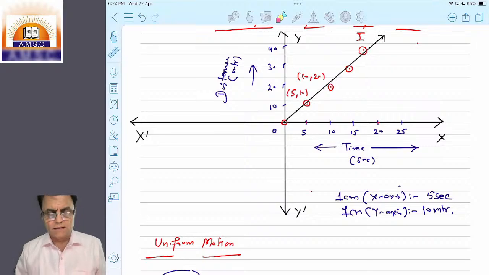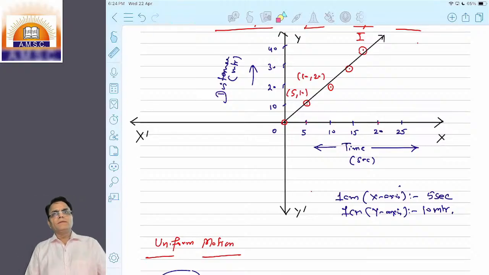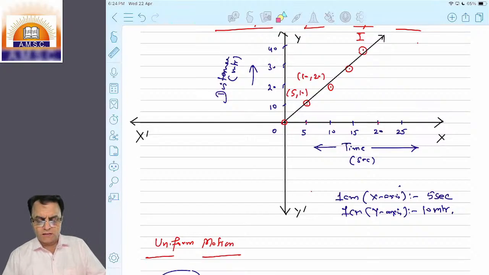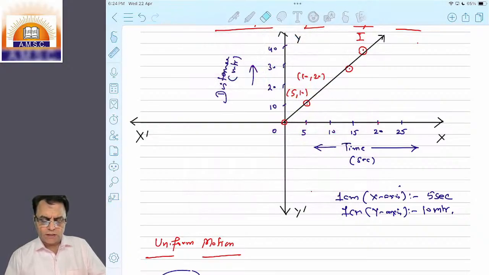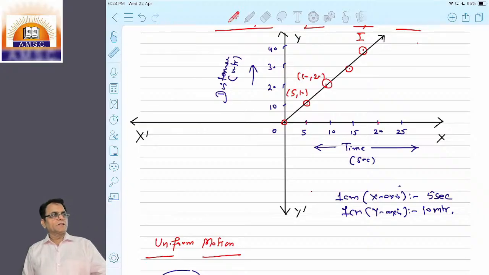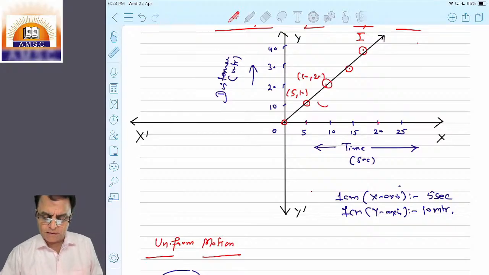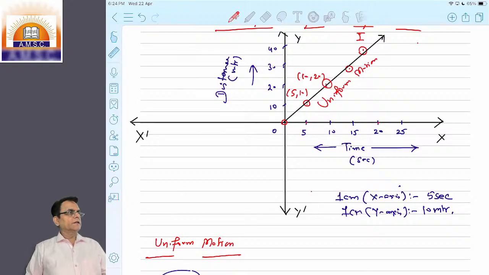See, I am doing this with the help of an electronic pen, so there is every possibility of certain error in it. But practically, when you join all these points, the joining of all these points provides the graphical information about the nature of motion, considered to be uniform motion. This straight line represents what? Uniform motion. Is it clear to you?